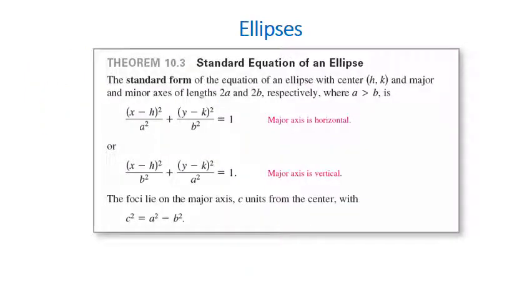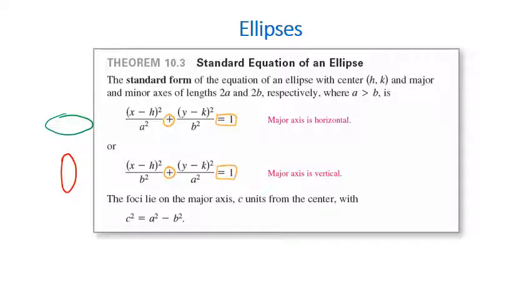So here is the standard equation of an ellipse, and here there are two of them. Just like a parabola, there are two because it depends on if there's a horizontal or vertical major axis. A horizontal major axis, the ellipse is sideways. A vertical major axis, it's vertical. In the equation of an ellipse, we always have a plus in between the two fractions, and we always have the equation equal to 1.